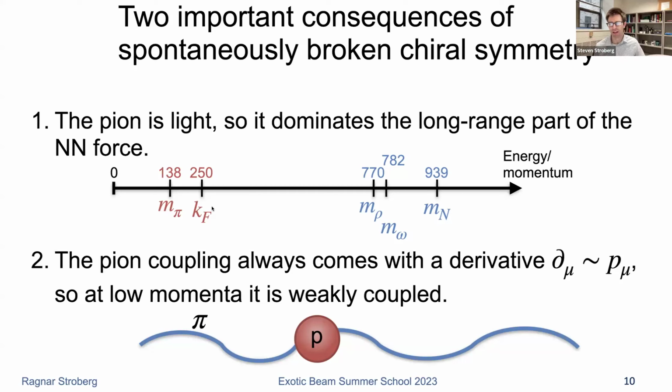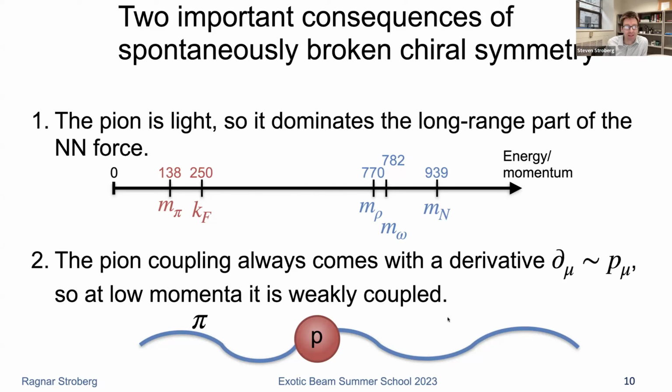The second important consequence is that as this Goldstone boson, the pion coupling to other fields will always come with a derivative, which is basically a momentum. So that means that at low momenta, the pion is going to be weakly coupled. So you'll have not a strong coupling, but a weak coupling. And so this is something that you can do in perturbation theory. You can treat it systematically.